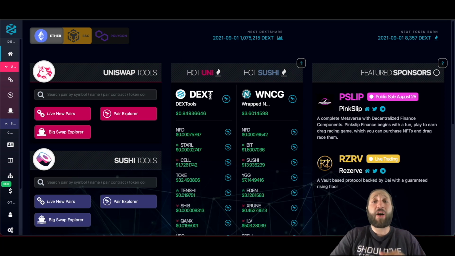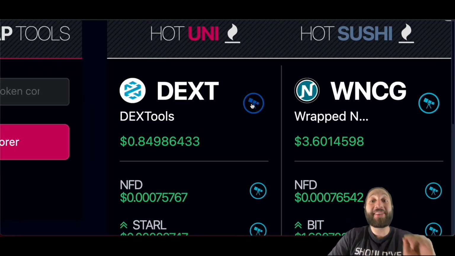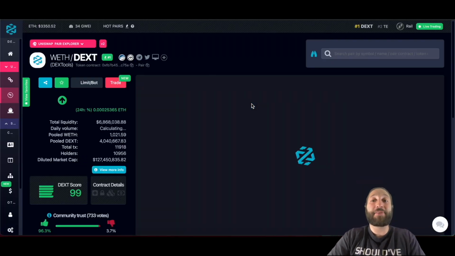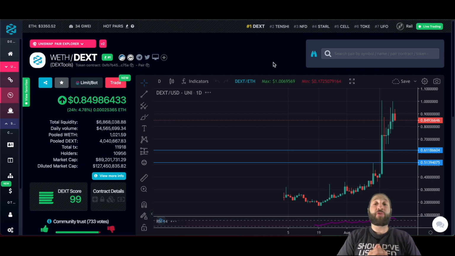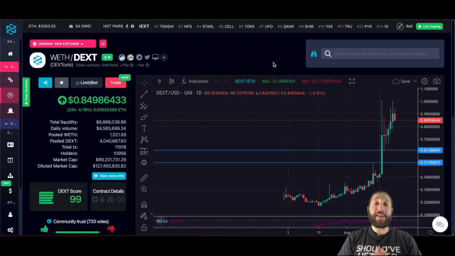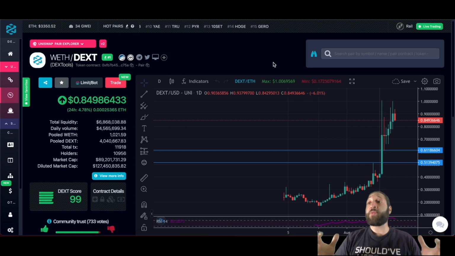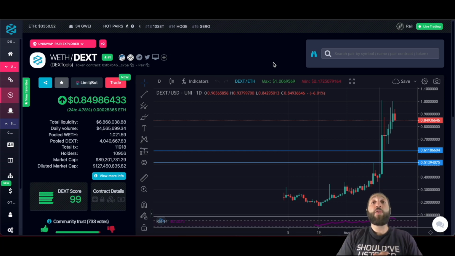So let's trade the hottest pair on Uniswap right now, which is actually DEXTools. DEXTools is trending number one on Uniswap. It actually broke up into an uptrend and it's doing really well. So I want to add to my position. A few reasons why you might want to use a limit bot: you may not be at the computer 24/7. You may be with your family, you may be at work, or the market could be moving too quick for you. So you want to put these orders in place so they happen automatically.